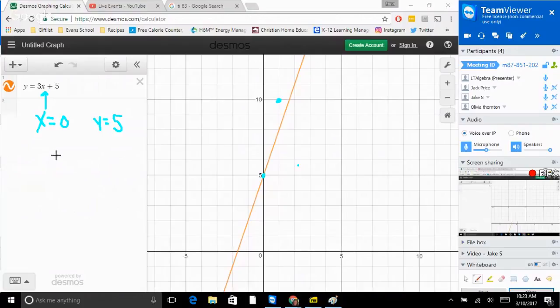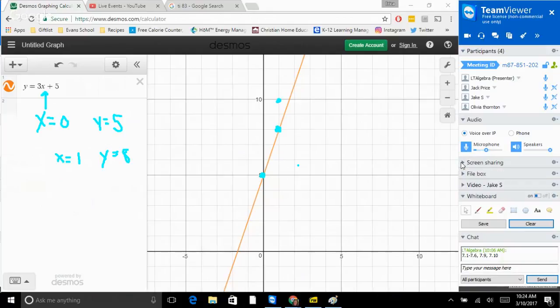So what happens if x equals 1? If x equals 1, 3 times 1 is 3, plus 5 is 8. So y equals 8. So if I go to my graph, x equals 1, y equals 8 is a point on my graph. So instead of having to plot multiple points, in Desmos you can just put it right in there and graph and evaluate. And we'll be doing a little bit of both.